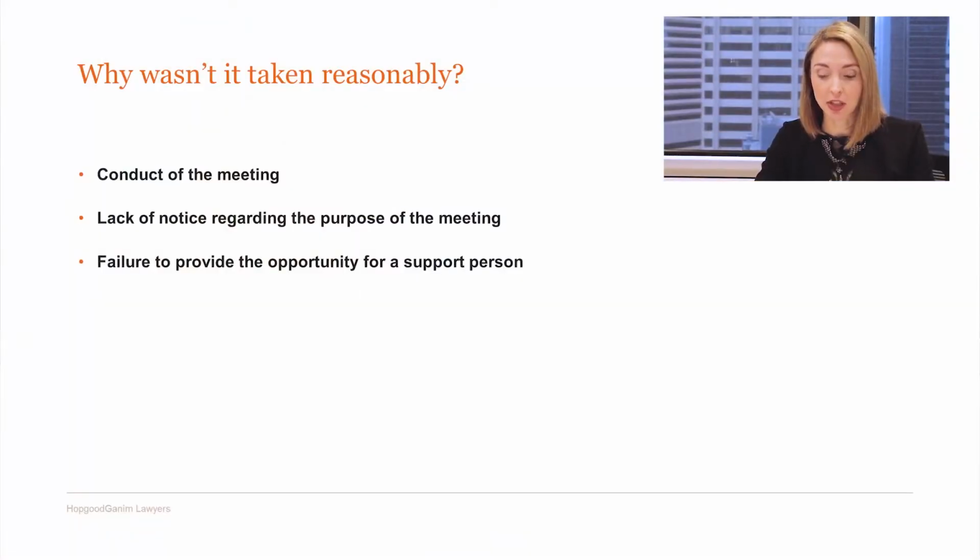The second limb is the requirement that the management action be taken reasonably, and as you've probably guessed, that relates to the process rather than the substance of the management action. The employer in Scott fell short in relation to this limb also. In particular, the worker was not notified of the purpose of the meeting in advance and was not offered the opportunity to have a support person at the meeting.